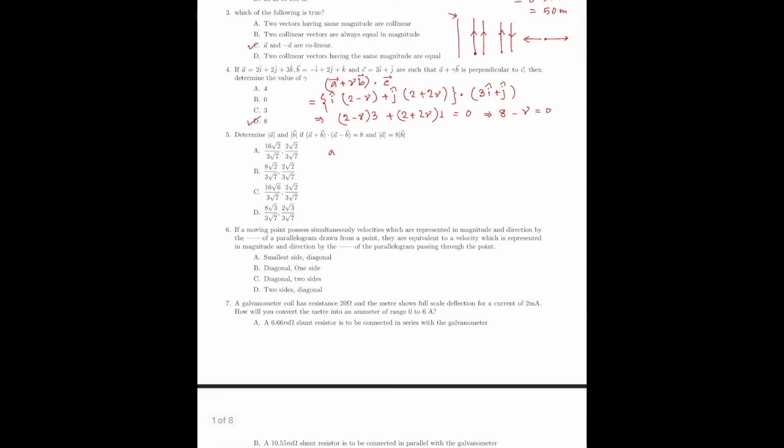So using the relation, we know A square minus B square is 8, and we will replace B square by A square by 64, that implies 63 A square by 64 is 8. So A is the square root of 8 into 64 by 63, which is: square root of 8 is 2 root 2, square root of 64 is 8, square root of 63 is 3 root 7. So the answer is 16 root 2 by 3 root 7. Only one option matches the answer, so the option is A.